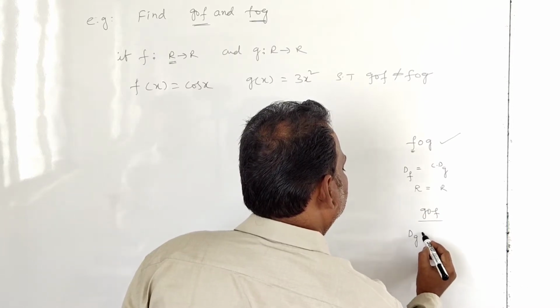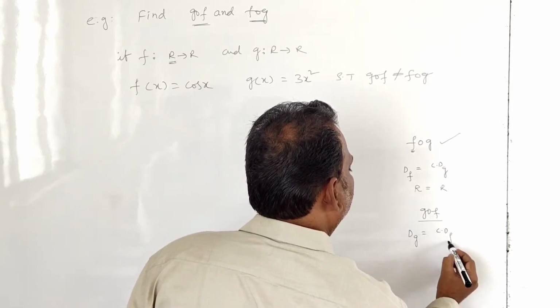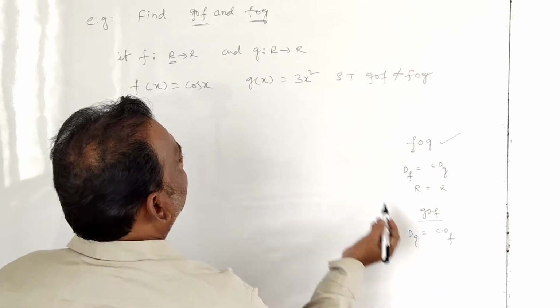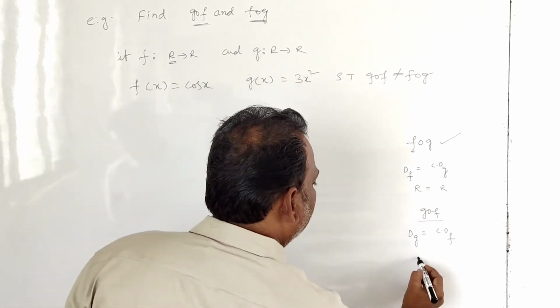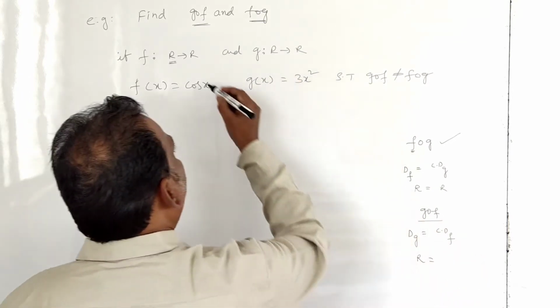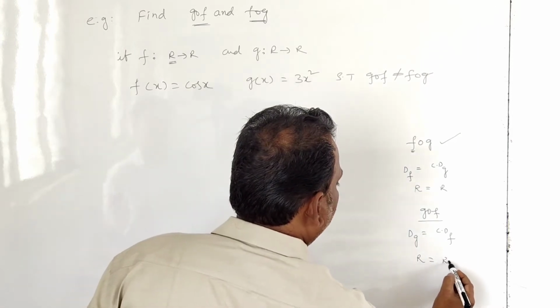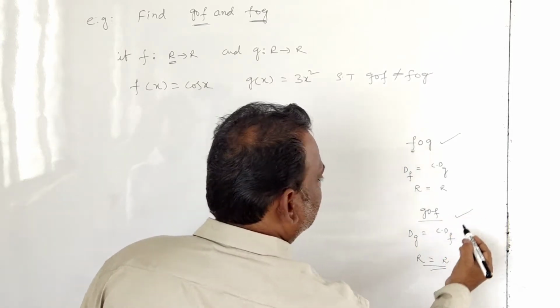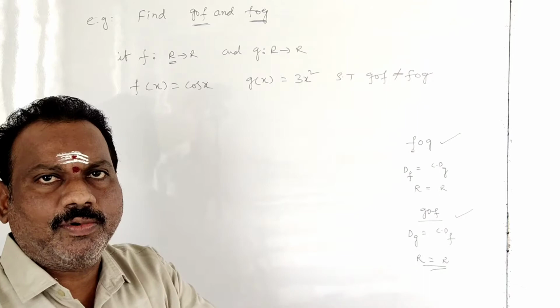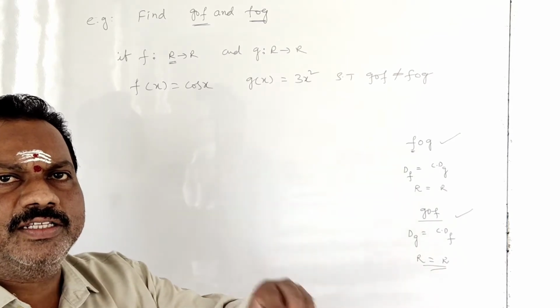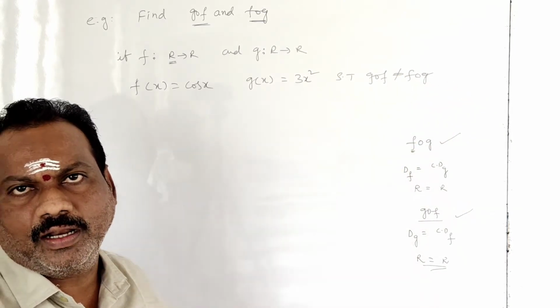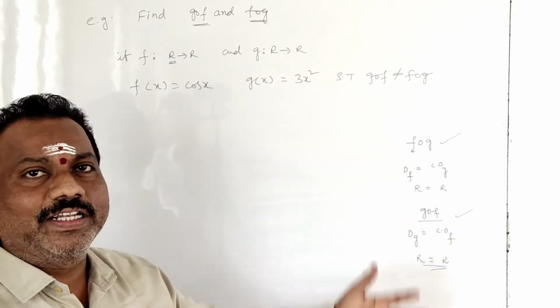Now check whether G circle F is possible or not. Here the domain of G should be equal to the codomain of F. What is the domain of G in this function, students? Again real numbers. The codomain of F is real numbers. So G circle F is also possible. So in this problem, F circle G and G circle F are both possible. Whether they are equal or not, we will check it.